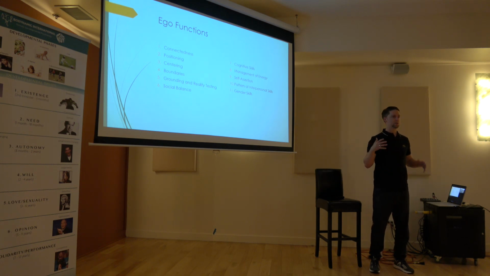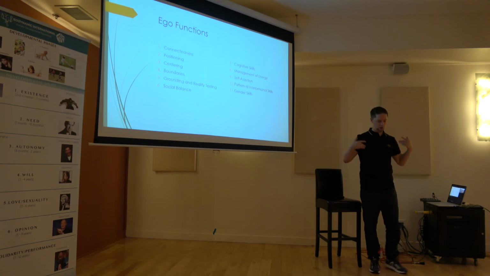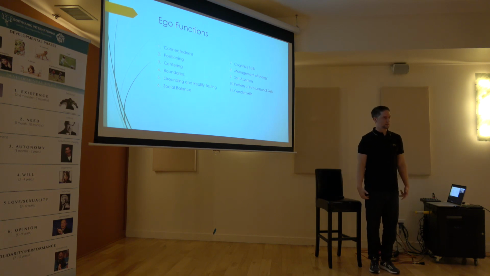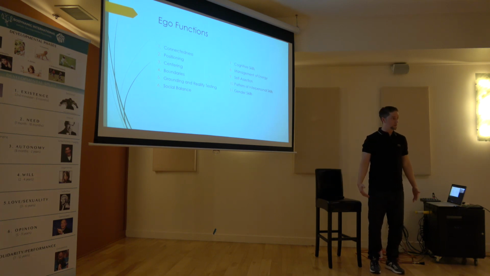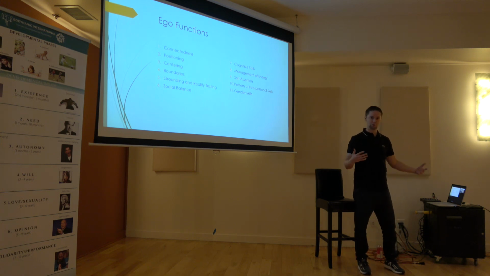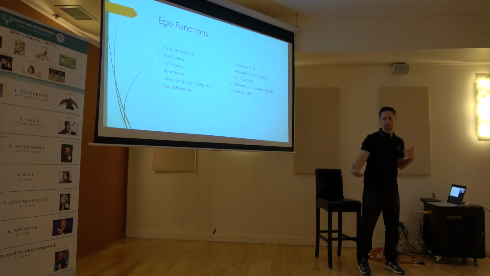Social balance: the ability to balance your needs with the needs of other people. How do I sense myself in regards to a group? A lot of the muscles on the side of the body have to do with not only physical balance, but also social balance. You can see the movements that people make when they're balancing themselves in relationship to others.